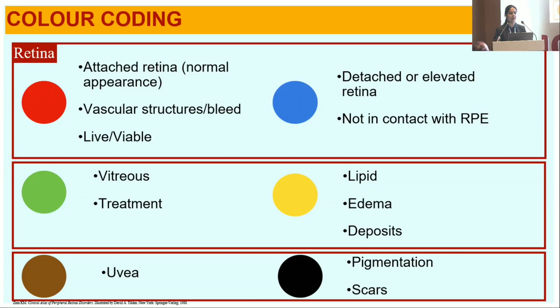Coming to the color coding, the retina is principally represented by red and blue colors. The red represents attached retina, vascular structures, bleeding, live and viable structures, and blue represents detached or elevated retina not in contact with RPE. The green represents vitreous and treatment, the yellow represents lipid, edema and deposits. The brown represents uvea and the black represents pigmentation and scars.